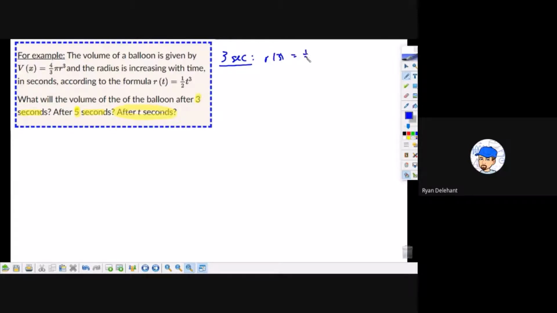So this is 1/2 times 3 squared. So that's half of 27. And half of 27 is 13.5, right? So what that means is at the moment of 3 seconds, our radius is 13.5, and then we would plug that into the volume formula. And I'm not even going to finish this one because I'm not necessarily worried about the answer here.